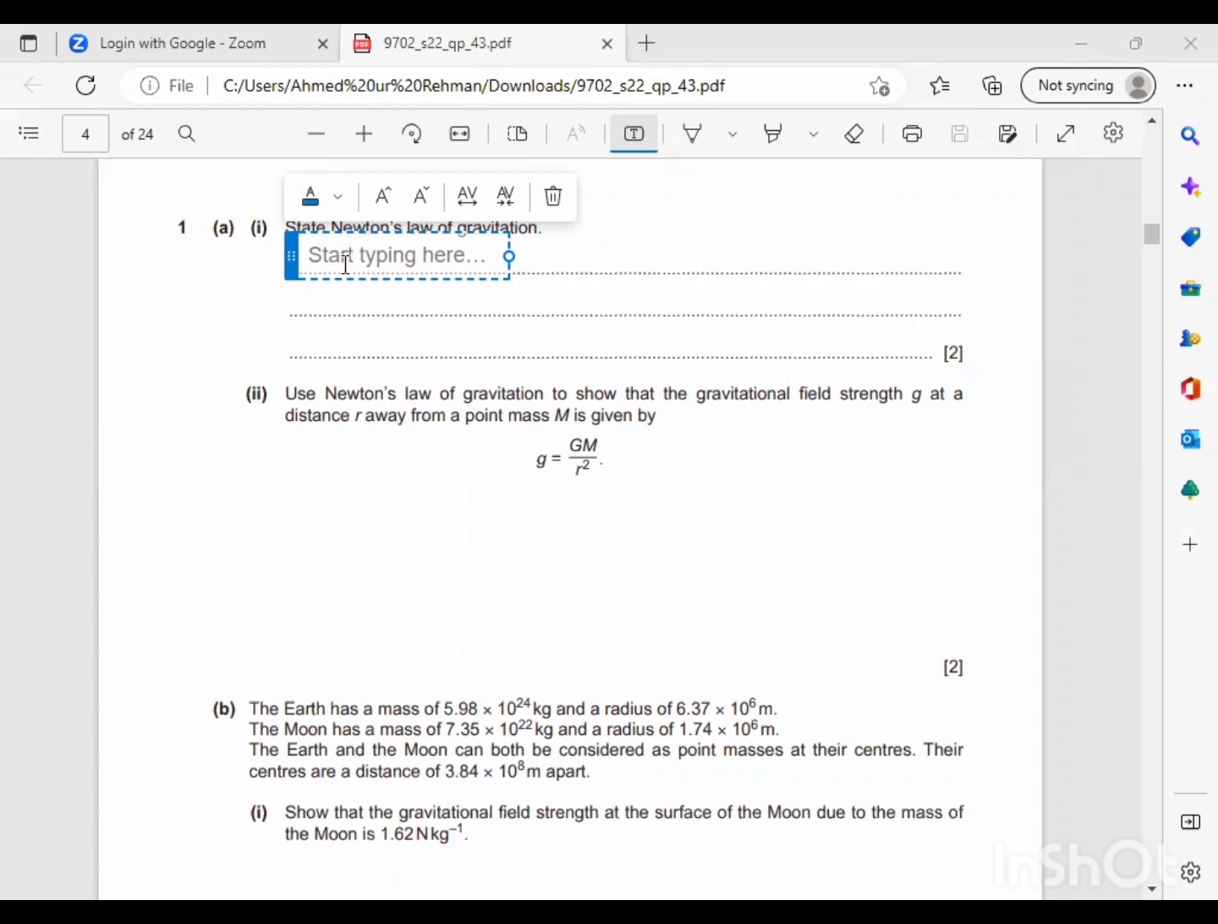Newton's law of gravitation is basically the idea that the force of gravitation between any two masses in this universe is directly proportional to the product of their masses, and inversely proportional to the square of the distance between them. So let's write this down.